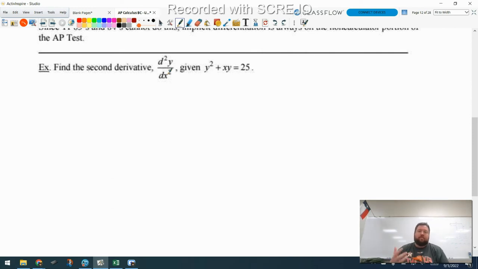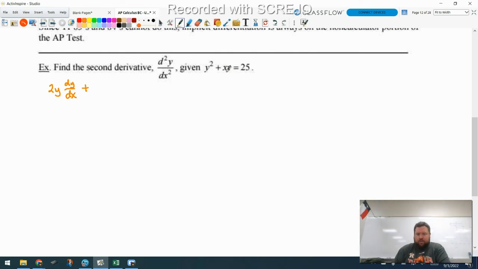Newton's notation is the prime notation that we've seen. Leibniz's notation is this dy over dx notation. So this is how it works for a second derivative. And you can go third derivative, fourth derivative by just changing that exponent on the top and bottom. All right, so to be able to find a second derivative, we do the first derivative. Okay, so we're going to take the first derivative, 2y dy over dx.